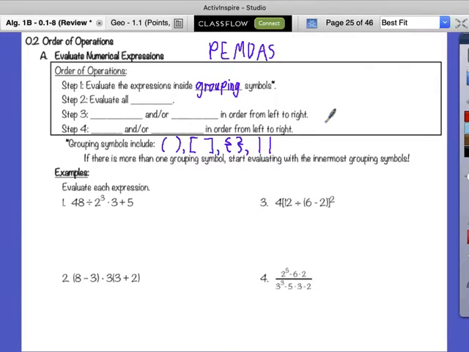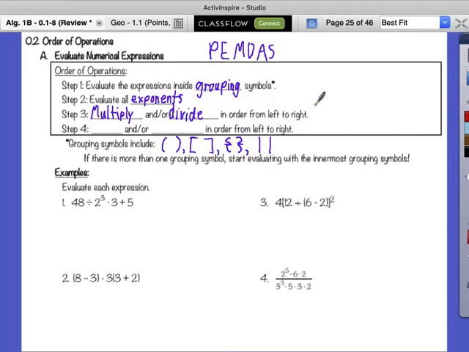Step 2, we evaluate all exponents. So that's the E in PEMDAS. Okay, you evaluate all exponents. Okay, so that's when you do all your powers after you're done with the grouping symbols. Then step 3 is you multiply and or divide in order from left to right. So you multiply and or divide in order from left to right.